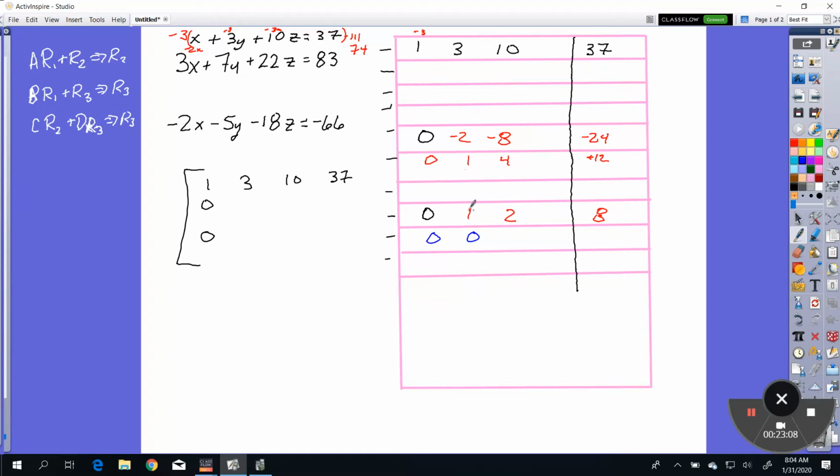So I'm just going to change all these signs. That has to be a negative 1, negative 4, negative 12. So when I add those, that makes 0. Negative 4 plus 2 is negative 2. Negative 12 and 8 is negative 4. Now I divide all this by 2. 0, 0, 1, 2. So that row is done.